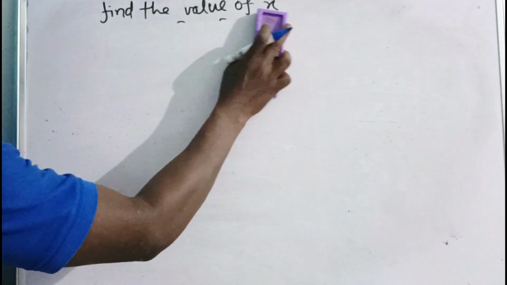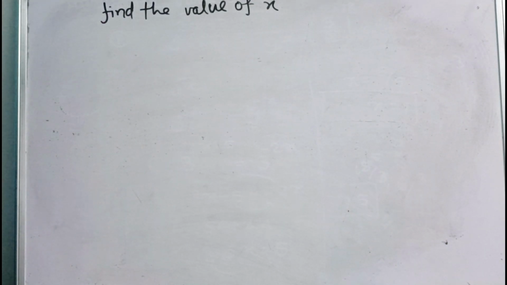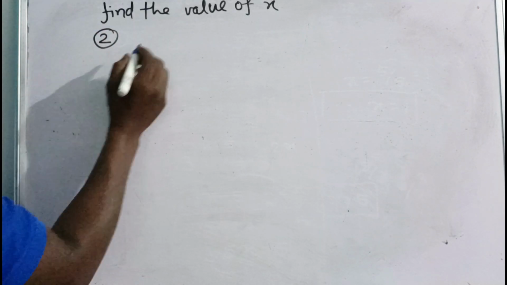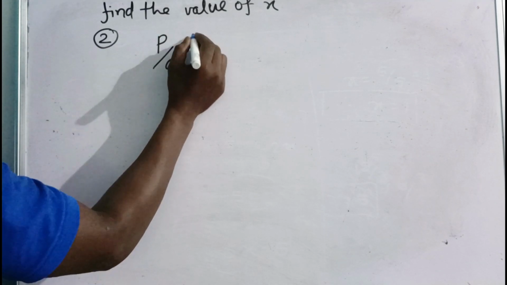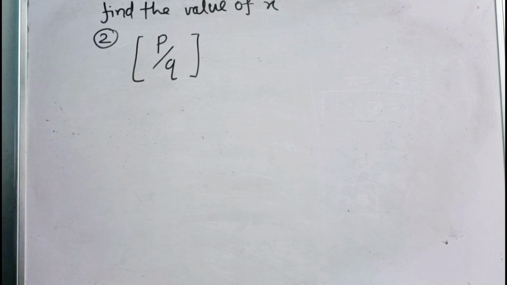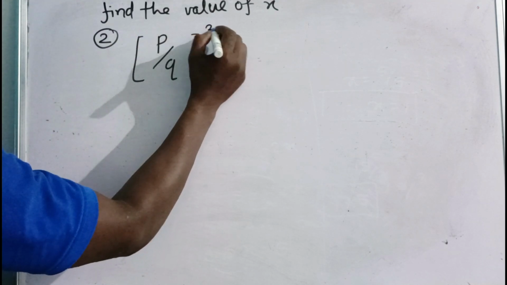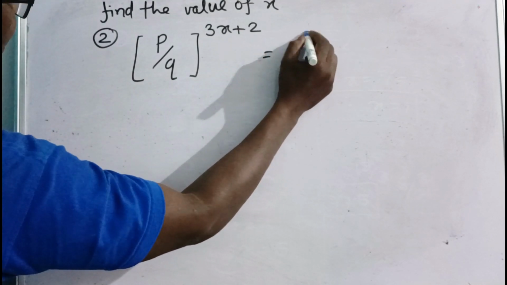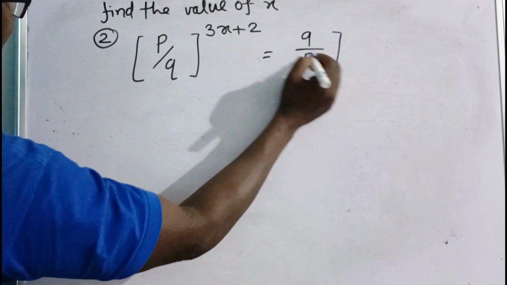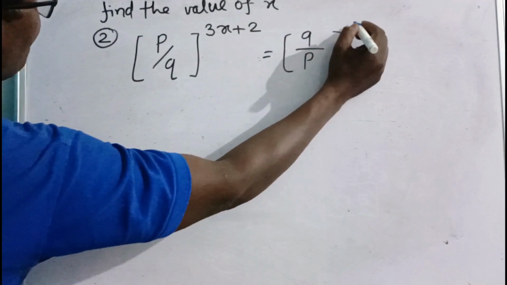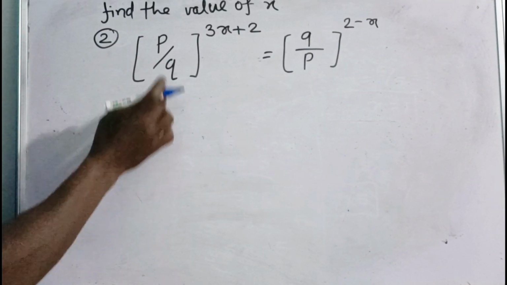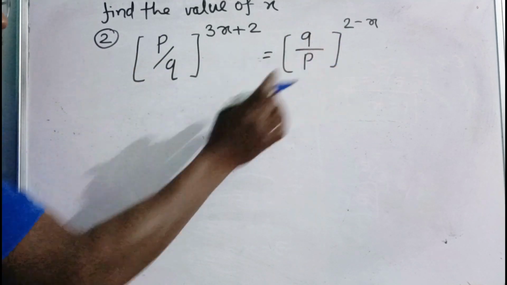हमें डेली कॉपी और पेन लेके बैठना है. मैं क्वेश्चन लिखूंगा, अगर आपको आता है तो आप सॉल्व कीजिए. p by q raised to the power 3x plus 2 is equal to q by p raised to the power 2 minus x. Now here p by q और यहाँ पर कौन सा है q by p.